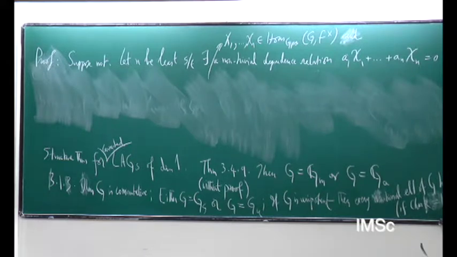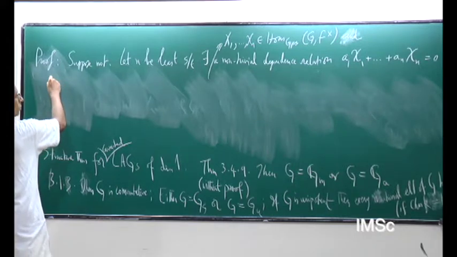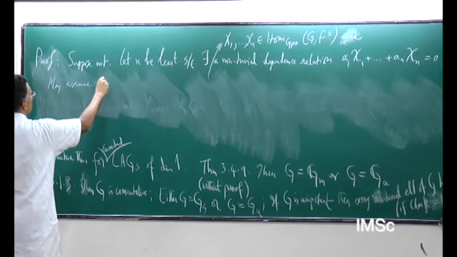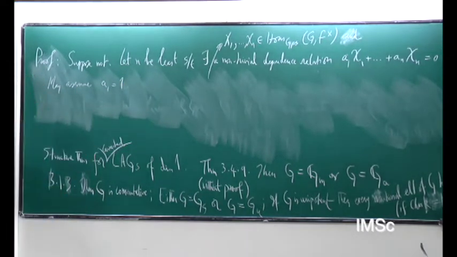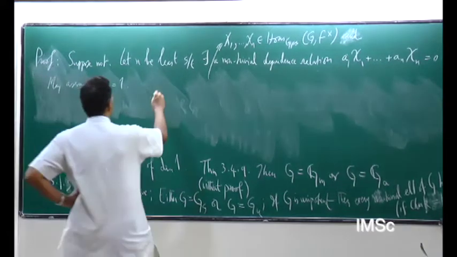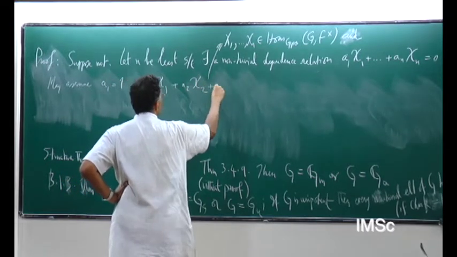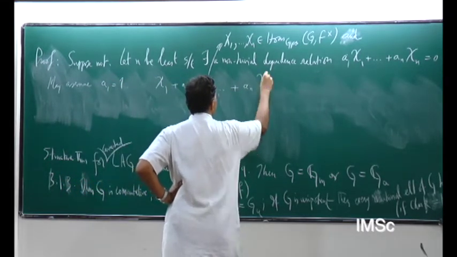So we may assume a1 is equal to 1. Because as Arghya correctly points out, none of them is 0, so in particular a1 is non-zero, and so I can multiply by a1 inverse. Okay, so let's write it out: chi1 plus a2 chi2 plus ... plus an chi-n equal to 0.